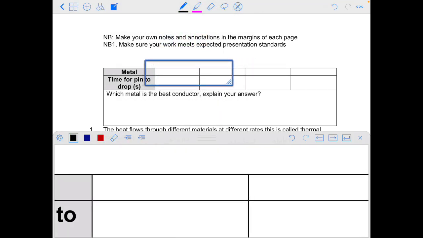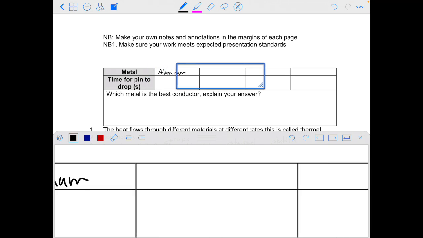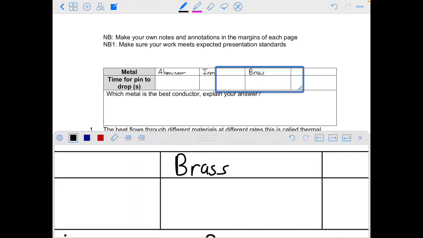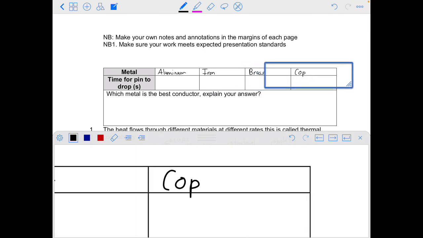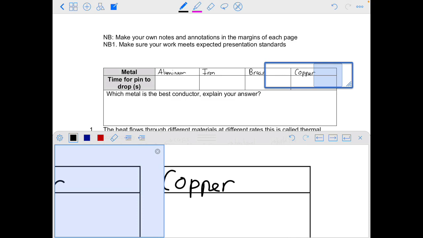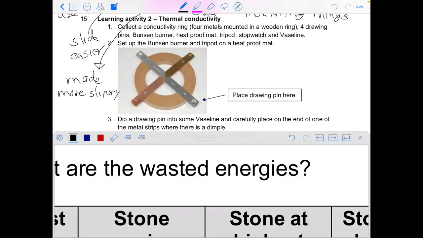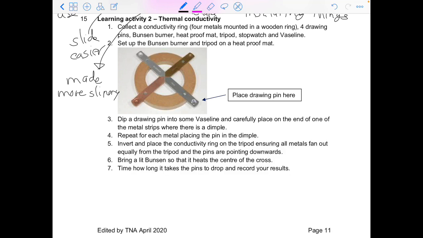So we have aluminum, there's iron, brass, and copper. Those are the 4 metals that are each of these 4 pins. So as I said, there's aluminum, iron, brass, and copper.